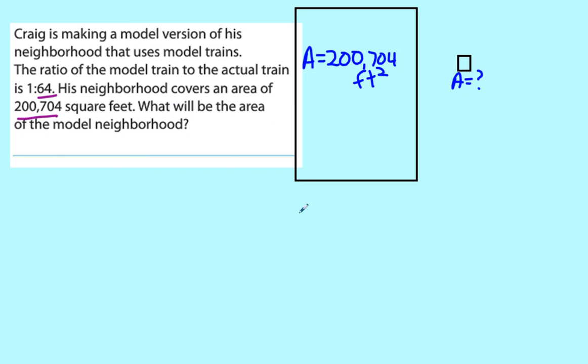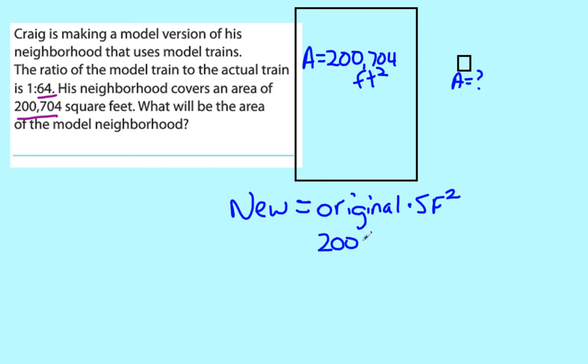So it's the same idea as before, right? New area equals the original area times scale factor squared, where the original is this gigantic number times, and then, okay, we didn't write this down. 1 to 64, if we write that as a fraction, is 1 over 64, and that's our scale factor. We know it's 1 to 64, not 64 over 1, because our thing is getting much, much, much smaller. So this would actually be 1 over 64 squared.